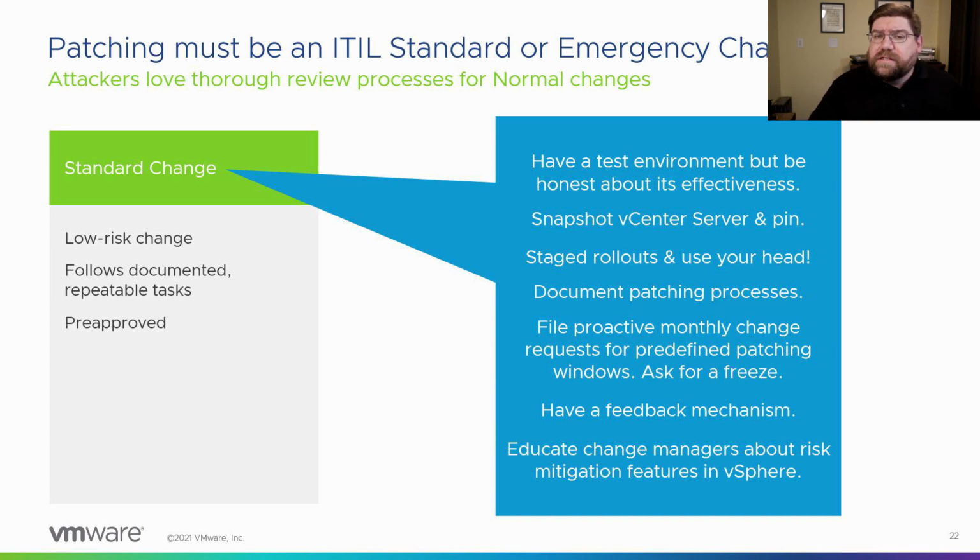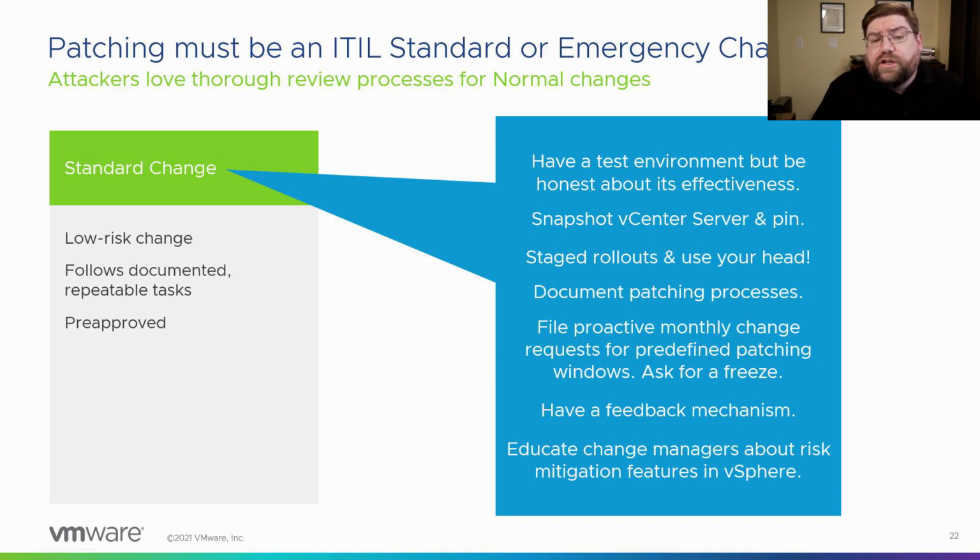Document your patching processes. Just write it down. What are you going to do? Check a box for the change managers. Proactive monthly change requests. Ask for a change freeze so you don't get storage upgrades, all that other stuff happening at the same time. Very helpful. And you'll tell your change managers that this sends a signal. Hey, I'm thinking about this stuff. And you can have a conversation about it. Have a feedback mechanism. If your patching is inconveniencing somebody, give them a way to tell you, and then you work it out. That's another big part of it.